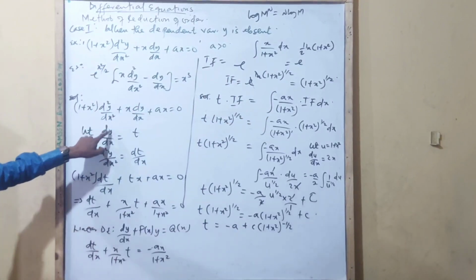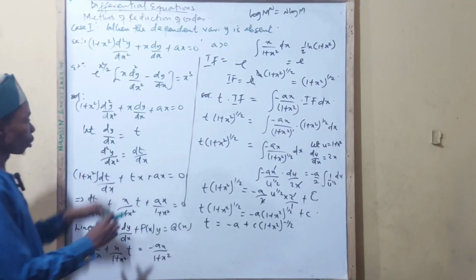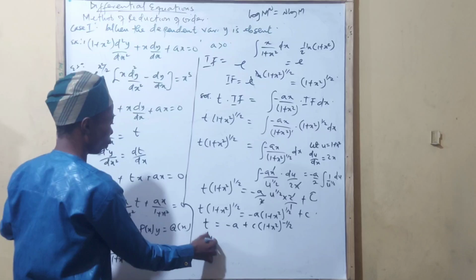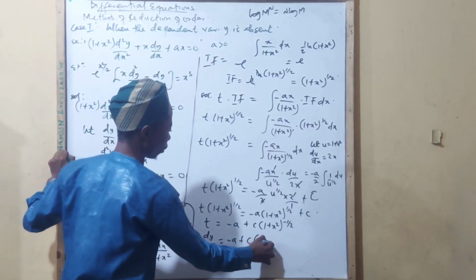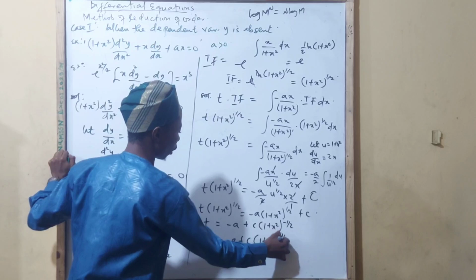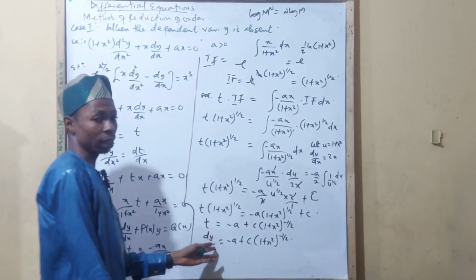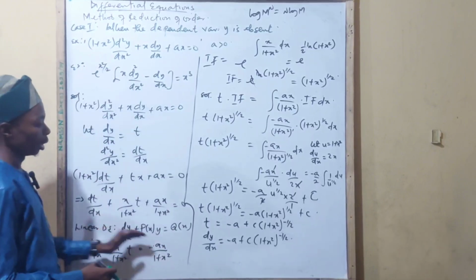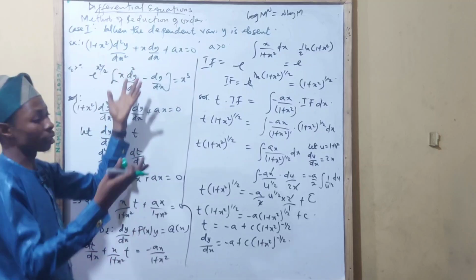Yes, we said that dy/dx equals t. So recall that dy/dx equals t, so change dy/dx to t. So this will be dy over dx equals minus a plus c into (1 plus x squared) all raised to power minus half. And if dy/dx is that, this is another differential equation, because from second order, we break it down to first order. Then we have to return it back to where it's coming from. Our answer must be in terms of x and a.